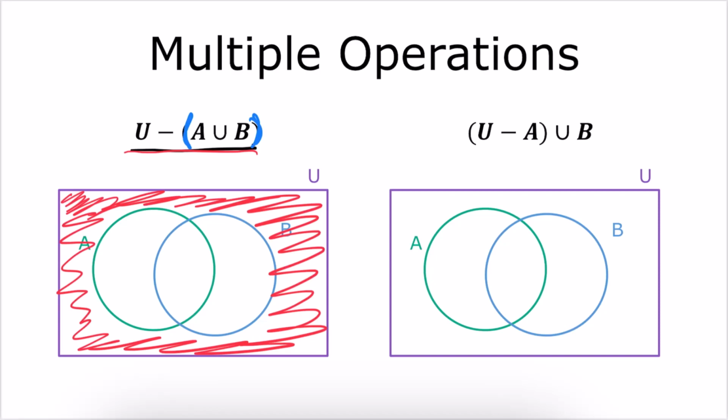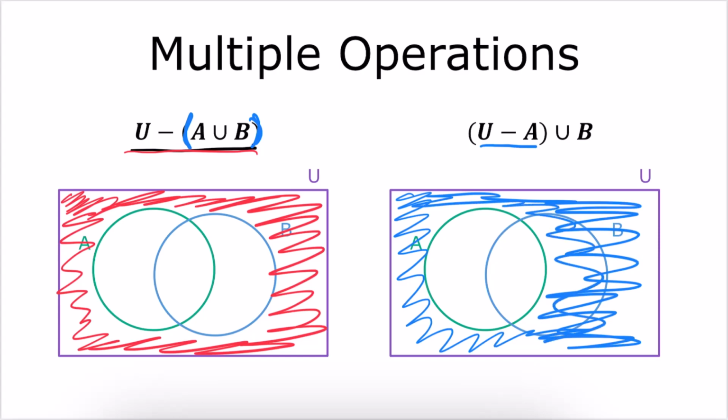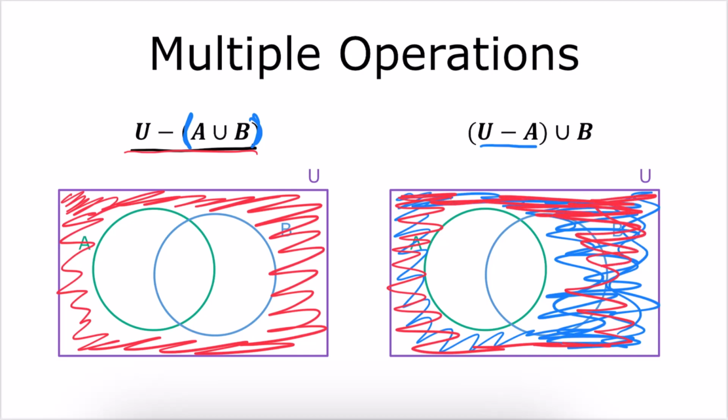And the placement of the parentheses does make a difference, because if I was to do the universe without A first, well, the universe without A is basically this whole region right here. So that would be that part, and if I union that with B, then that's going to be this region that includes all of the blue stuff, as well as all of the stuff in B, which includes this little part as well. And so this is a different Venn diagram than the one that I have on the left. And so this kind of illustrates how the order does matter.